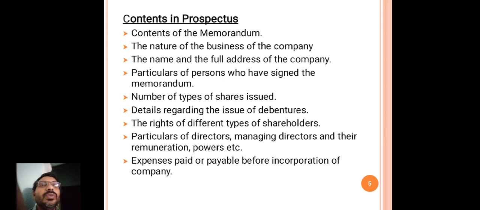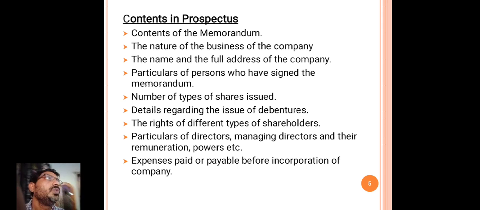Particulars of persons who have signed the memorandum. After preparation of this memorandum of association, all the members have to sign. All the promoters or all the directors have to sign on the memorandum of association. So the prospectus contains the details of the persons who have signed the memorandum.